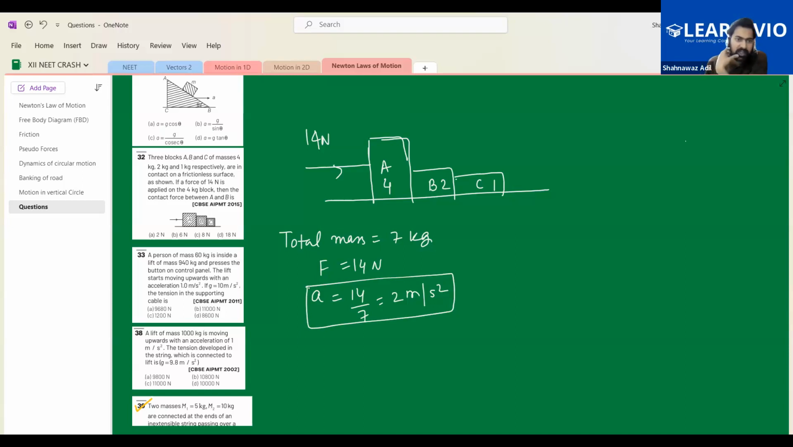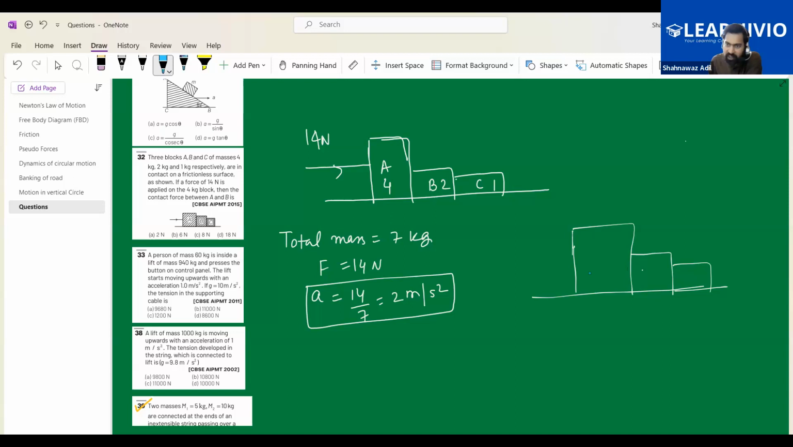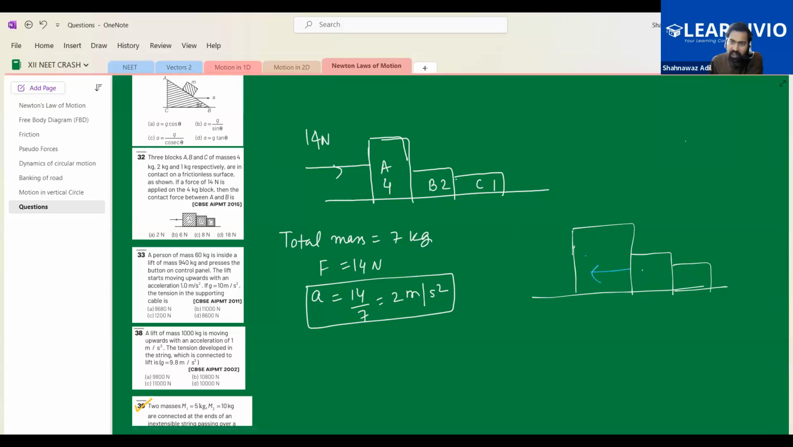Now the question is that then the contact force between A and B is. So what is the contact force between A and B? That is the thing that we have to calculate. So let's find out what would be the contact force. So we have this thing, right? And this is B, and then this is C. So we know that this B is applying some force in this direction, right? And then this A is applying the same contact force. So this is the contact force due to B, and then the same force is applied in this direction due to A. Force due to B, both these are equal, right?